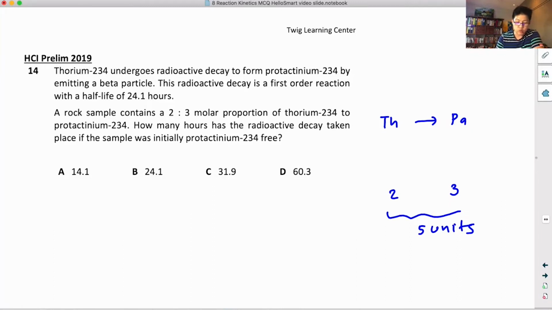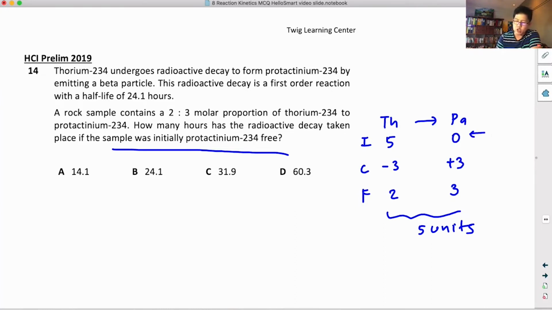Right, it contains a 2:3 molar proportion. Then how many hours has the radioactivity taken place if the sample was initially protactinium free? So it means that here I'll take it as 5 units initially, then change, and this is the final. So it's like -3 then +3. You can see that this is free of protactinium.